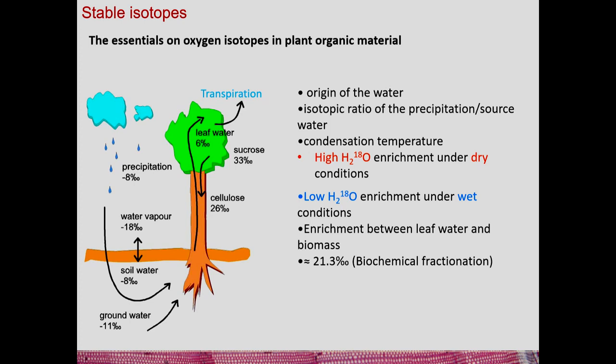So in dry years, there is high enrichment of 18O, the heavy isotope of oxygen, and in the wet year, there is a depletion of the 18O, the heavy isotope, and more of the lighter isotope. Okay, so we look at the wood, we take samples.